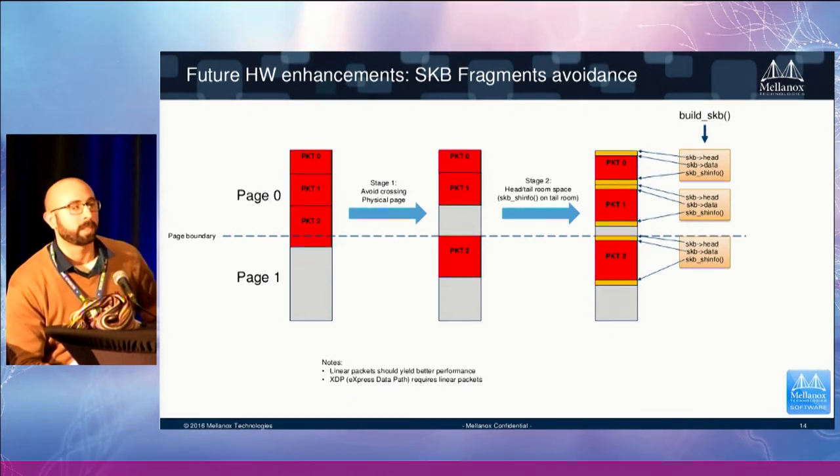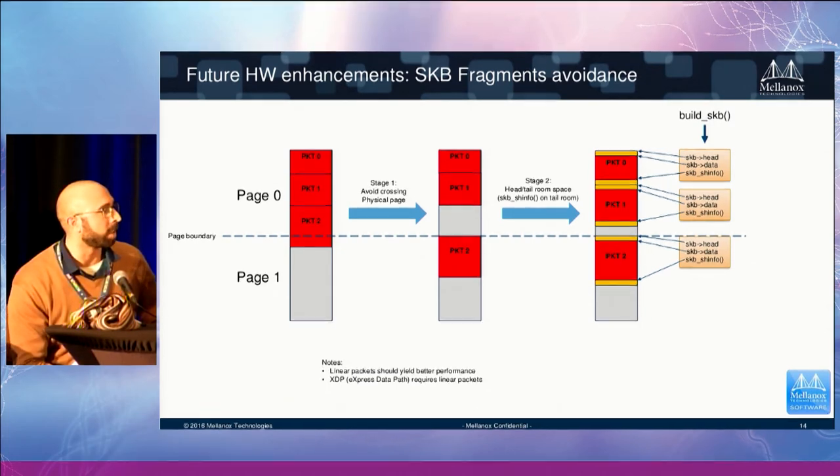We are also considering a few enhancements in hardware. For example, currently a packet might cross the page boundary, so we would like to avoid that, and keep each SKB for a packet with only one fragment. Later we would like to move to linear SKB, so we'll add the hardware capability to reserve some room for head and tail, so we could use build SKB over the received packet.